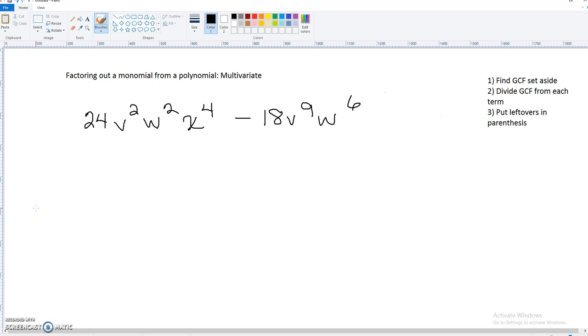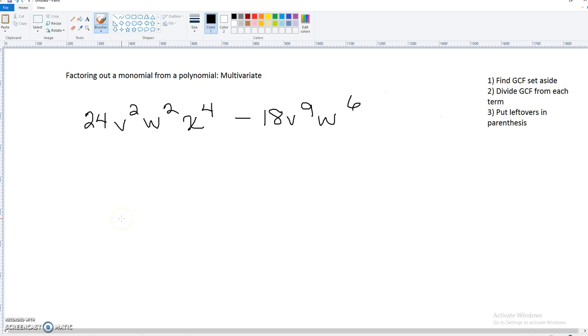Factoring out a monomial from a polynomial, multivariate. We've been talking about finding the greatest common factor, and we said we'd be doing something with it later. Well, guess what? Later came. So first we've got to find the greatest common factor between these two terms.